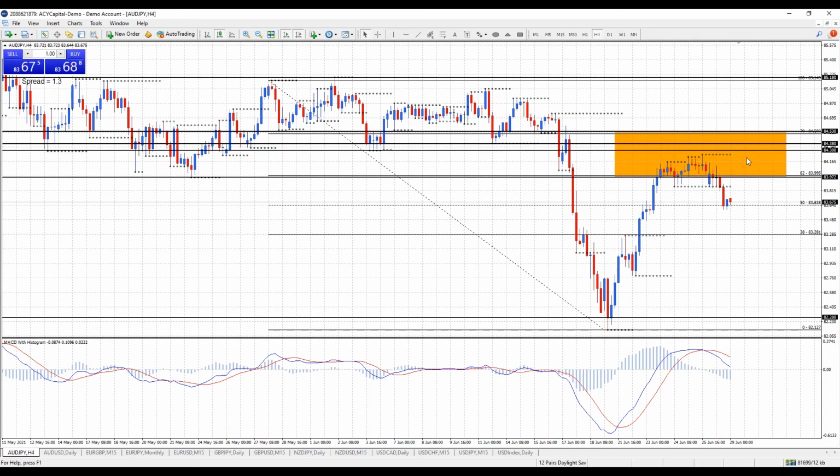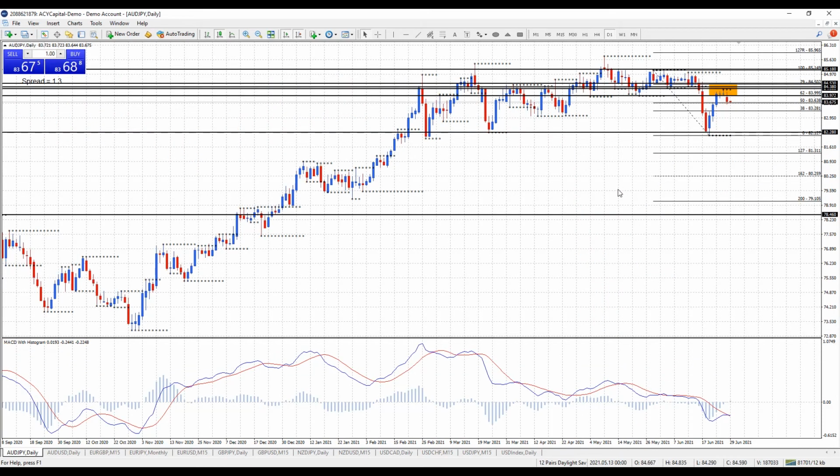If I can see a spike up here and failure, I'm going to drop to a lower time frame and look for a sell opportunity, and then I'm going to be targeting for long term the monthly support level that I discussed before. A monthly support comes in at 78.46.